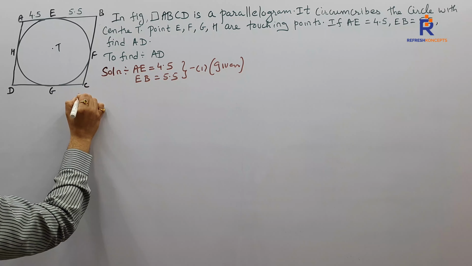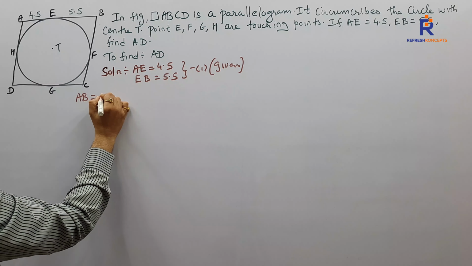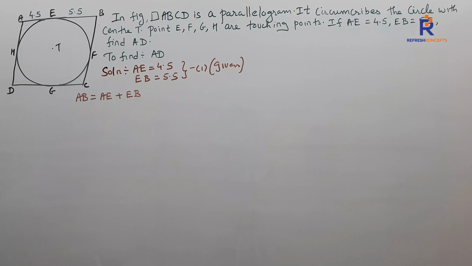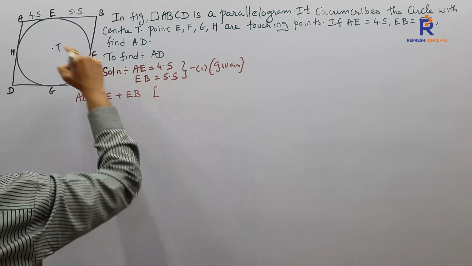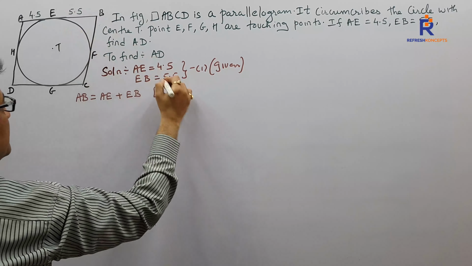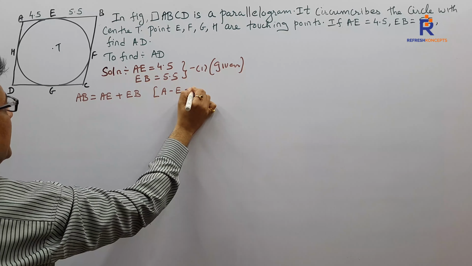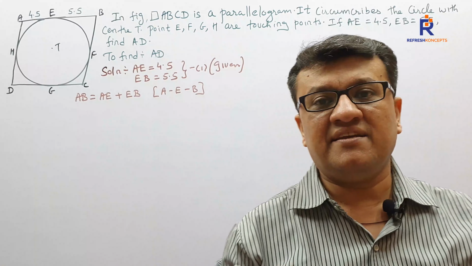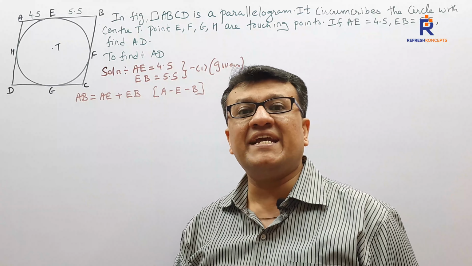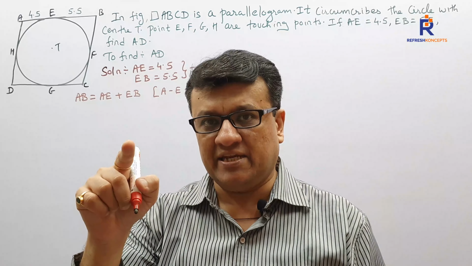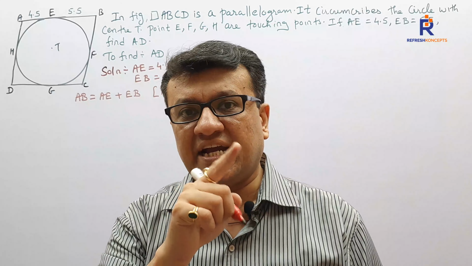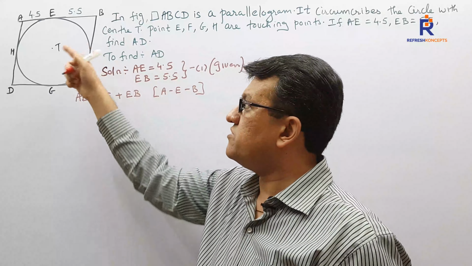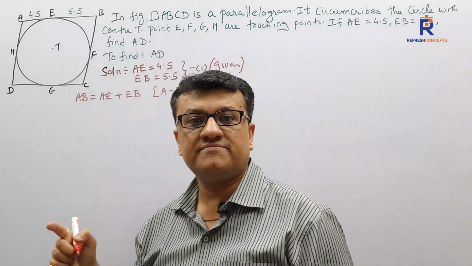Can I say AB is equals to AE plus EB? What is the reason? The reason is collinearity, A-E-B. Those who have come across this particular word collinearity, I shall tell you: whenever we go for any kind of addition or subtraction in a straight line, we write down this as a reason, collinearity. Three points lying in the same line.